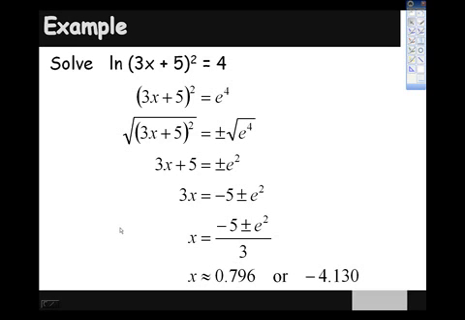Which, if we take that to a calculator, we get these two values that we can try. We should plug them back in and see if they check, or at least come out close to 4 because we're rounded off here. And I think you'll see that they do.